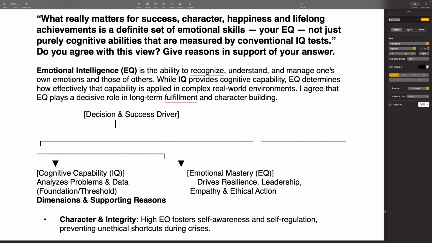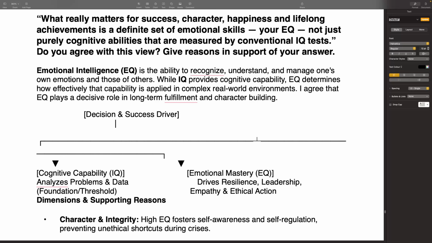What really matters for success, character, happiness, and lifelong achievements is a definite set of emotional skills, your EQ, not just purely cognitive abilities that are measured by conventional IQ tests. Do you agree with this? Give reasons in support of your answer.